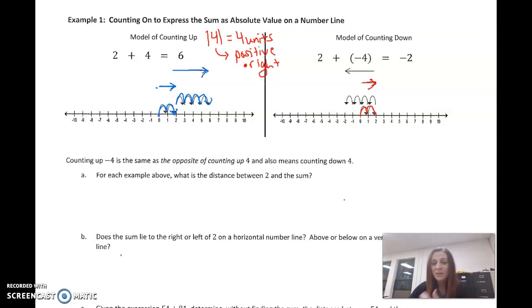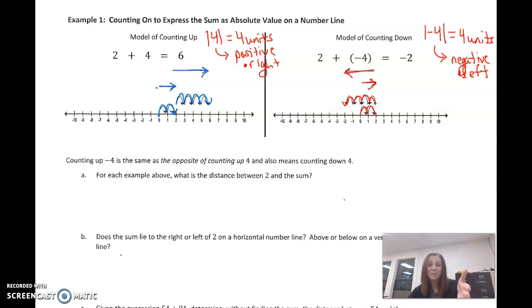Over here, again, we started at 0, we moved to 2. And the thing that's being added on here, its absolute value is how far we're going, 4 units. But because it's negative, that means we're moving to the left. So from where we end up, our 2 here, we take our vector to the left.